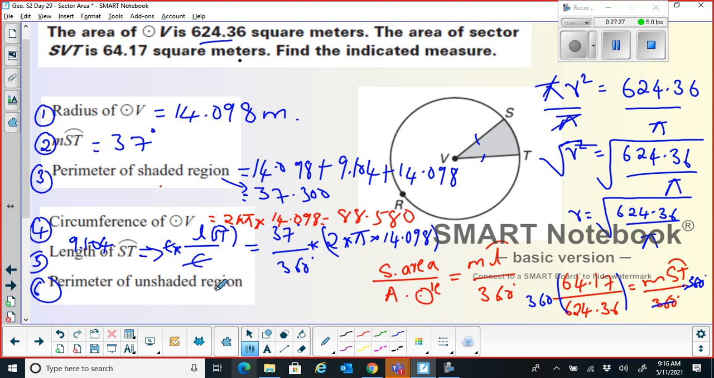And finally, to find the perimeter of the unshaded region. So they're saying perimeter of the unshaded region. This whole thing. And it also includes these two radii. So you need arc SRT. This is little challenging, so observe here. You need length of arc SRT plus SV plus VT.